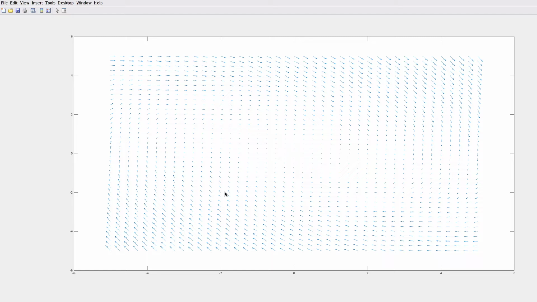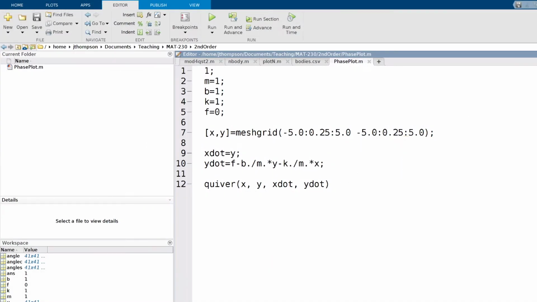But the vectors are kind of small. So we have to do something to get the vector size to work for us. Let's try to fix that and get our vector scaling to work for us. So I'll come back in here and we'll make the vector scaling work.